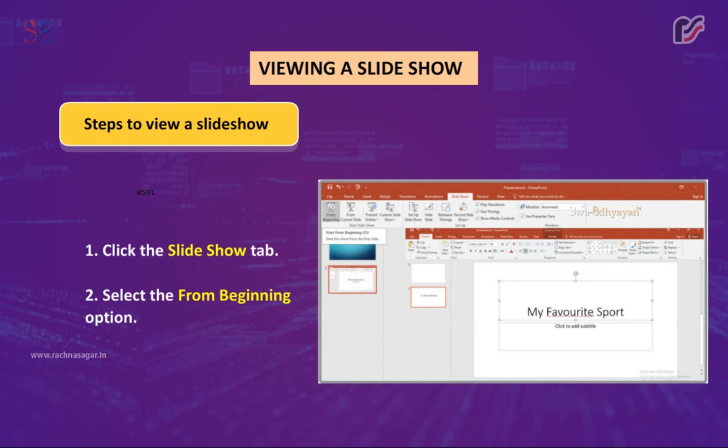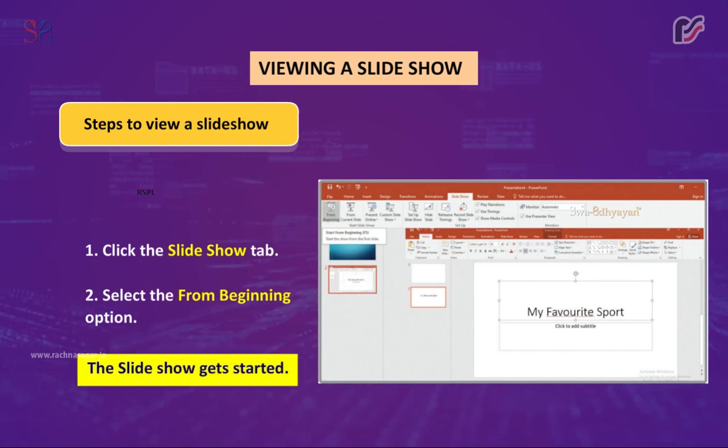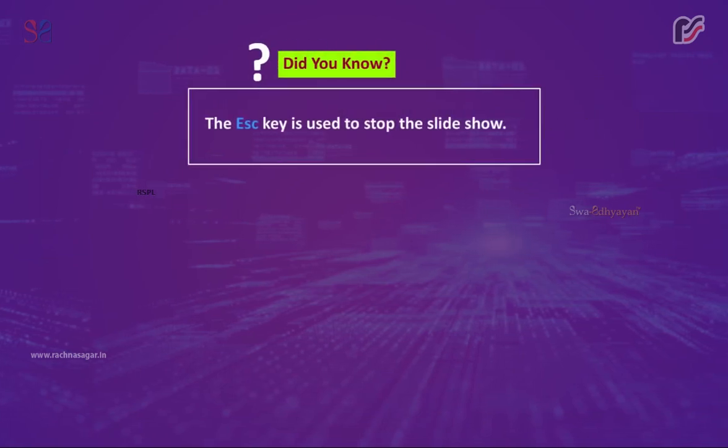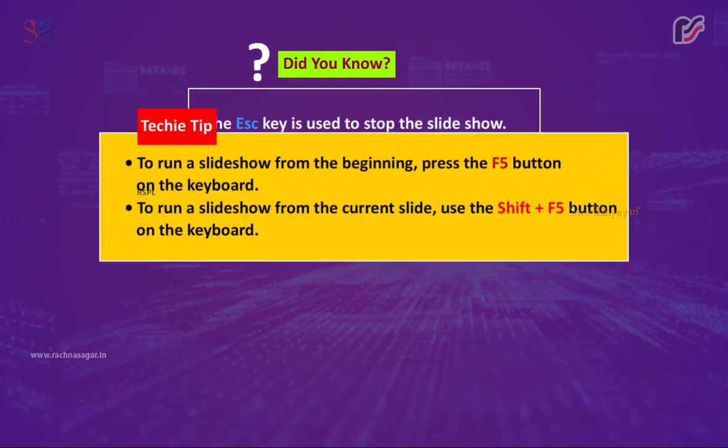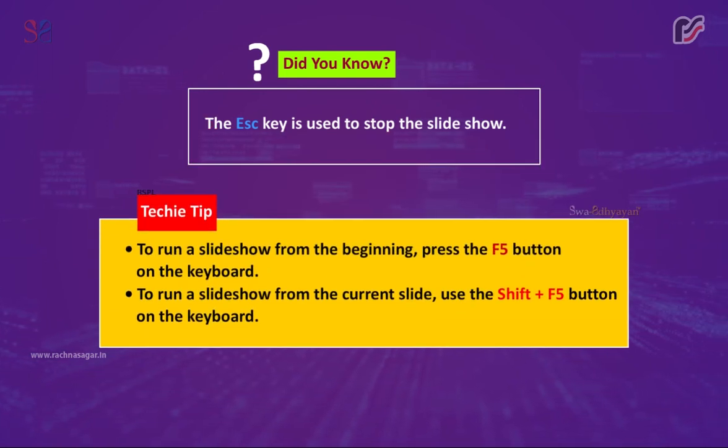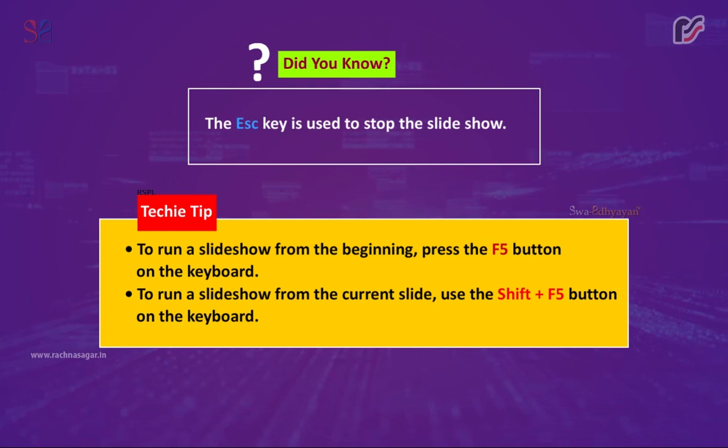Click the Slideshow tab. Select the From Beginning option. The slideshow gets started. Did you know? The ESC key is used to stop the slideshow. Techie tip: to run a slideshow from the beginning, press the F5 button on the keyboard. To run a slideshow from the current slide, use the Shift plus F5 buttons on the keyboard.